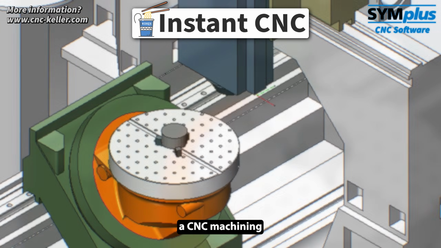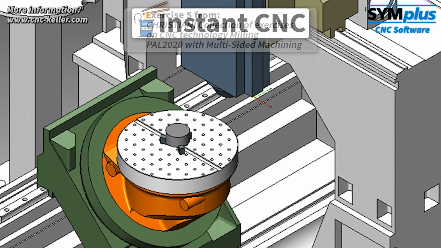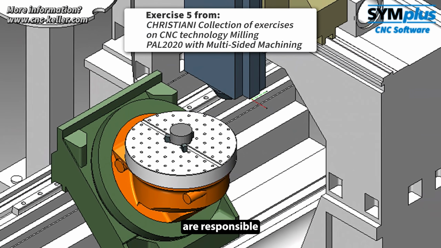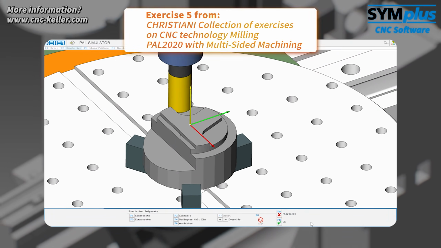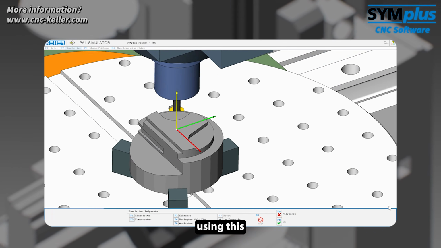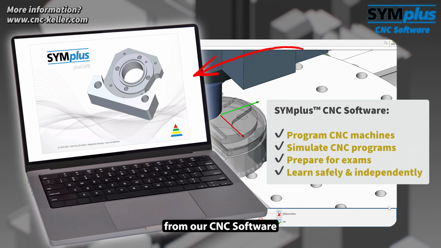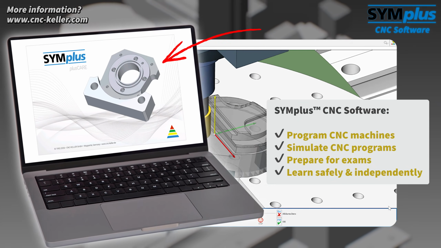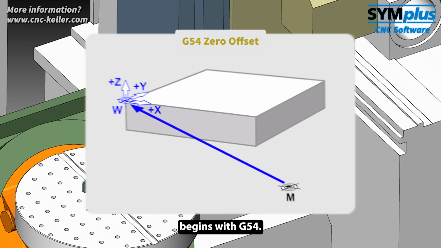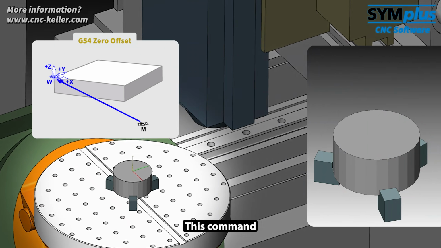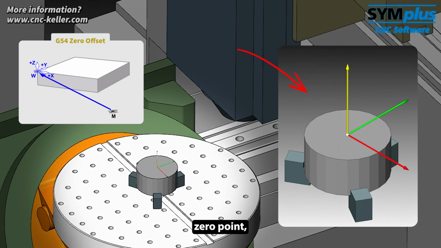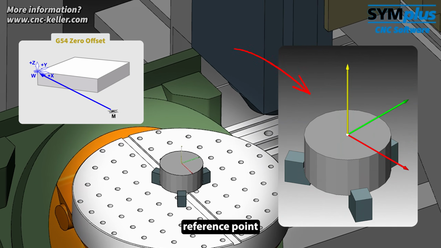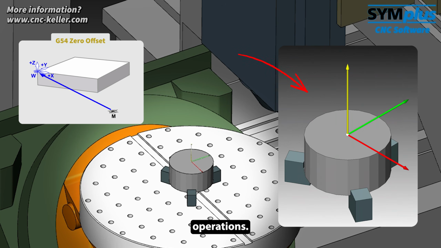How does a CNC machining process actually work, and which G-codes are responsible for each machining step? Let's take a closer look using this simulation from our CNC software, SYMplus. Everything begins with G54. This command activates the workpiece 0 point, establishing the reference point for all subsequent machining operations.